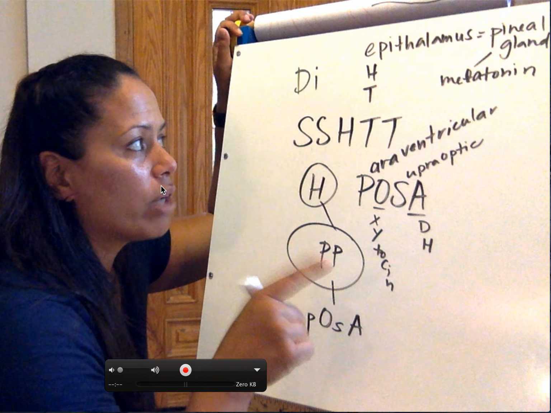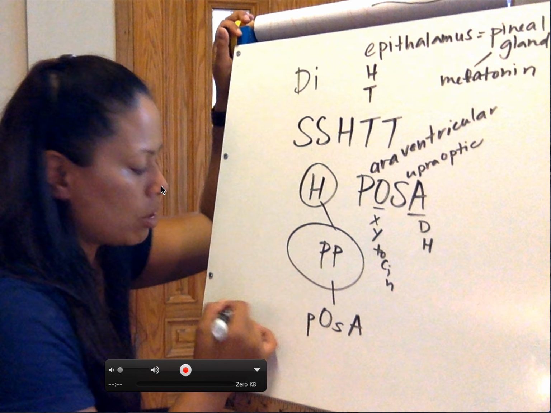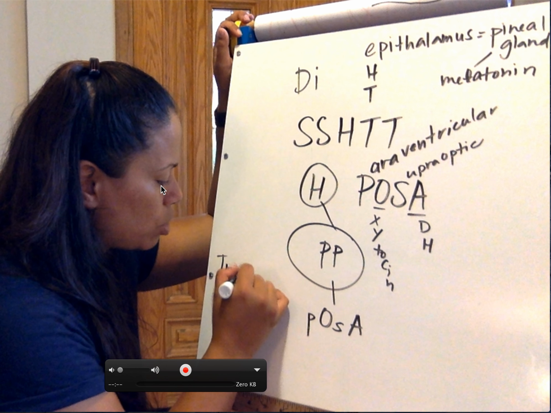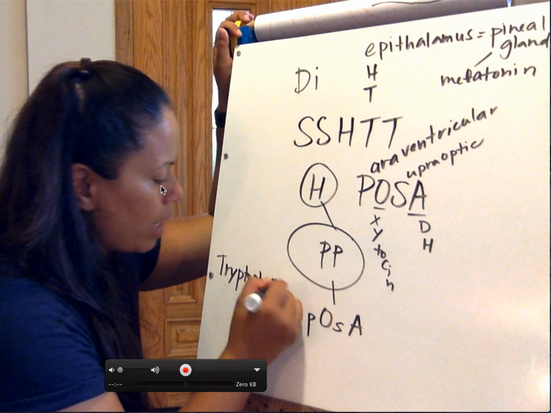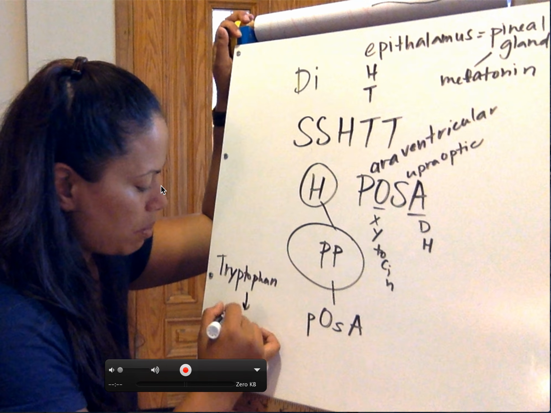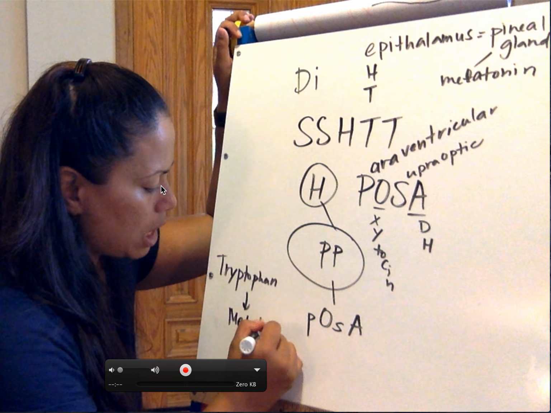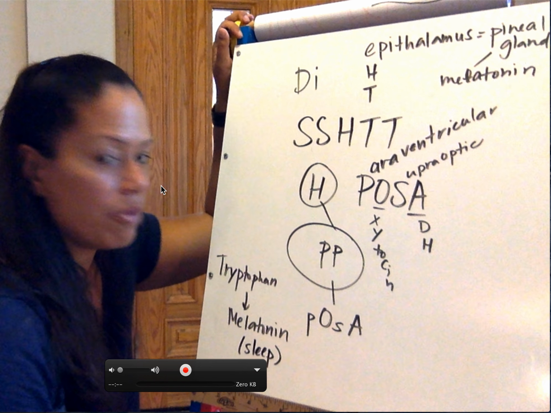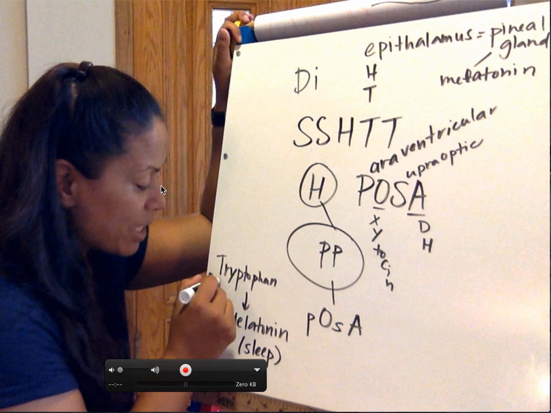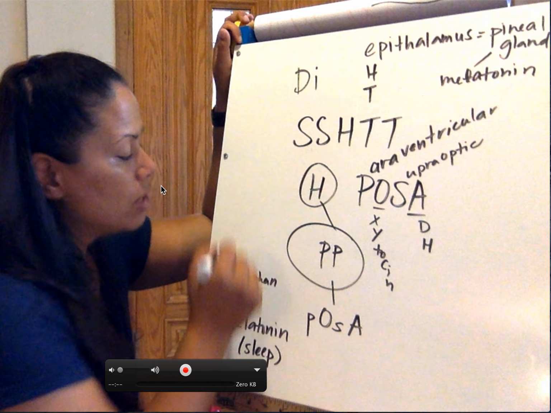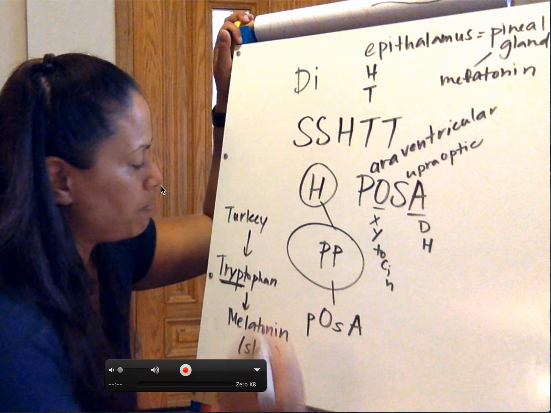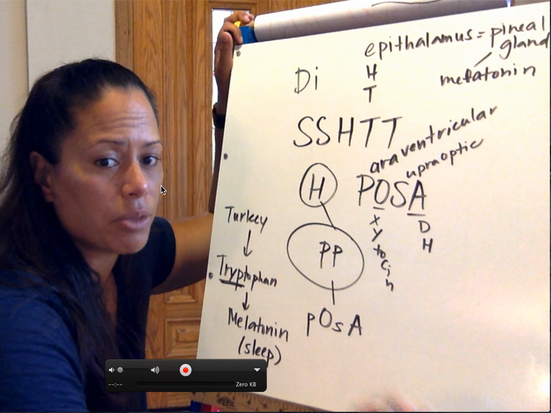And here's one fun fact for you guys to remember. Where does melatonin come from? Well, there's something called tryptophan. Tryptophan is an amino acid that is converted to melatonin, and melatonin is associated with sleep. Well, where does tryptophan come from? We're going to keep it fun. We're going to say turkey, turkey, gobble, gobble. So turkey has lots of tryptophan. It's not the only thing that has tryptophan.